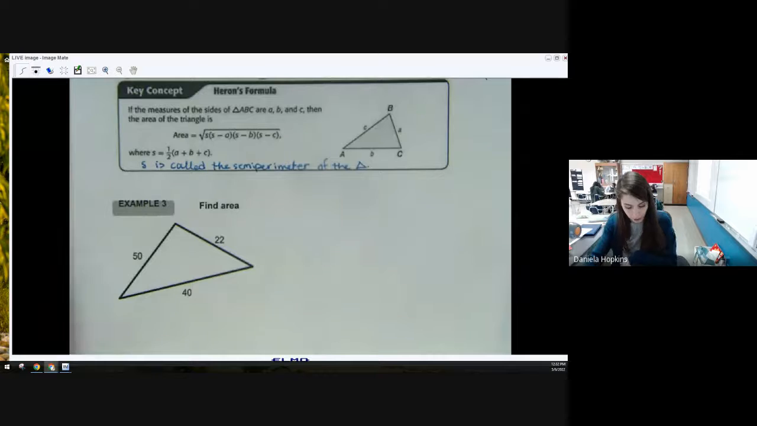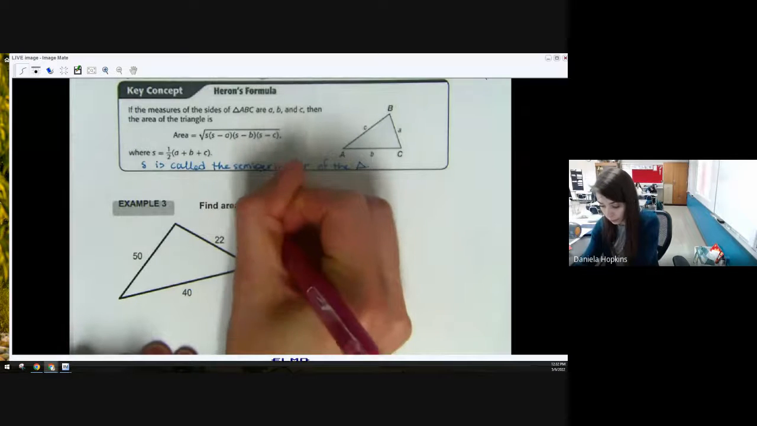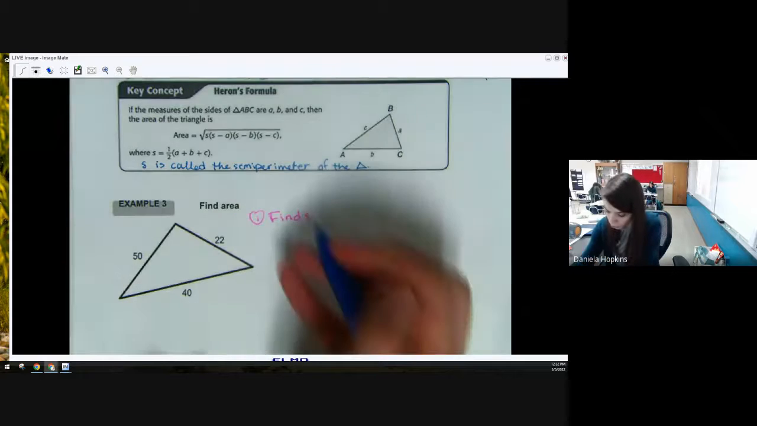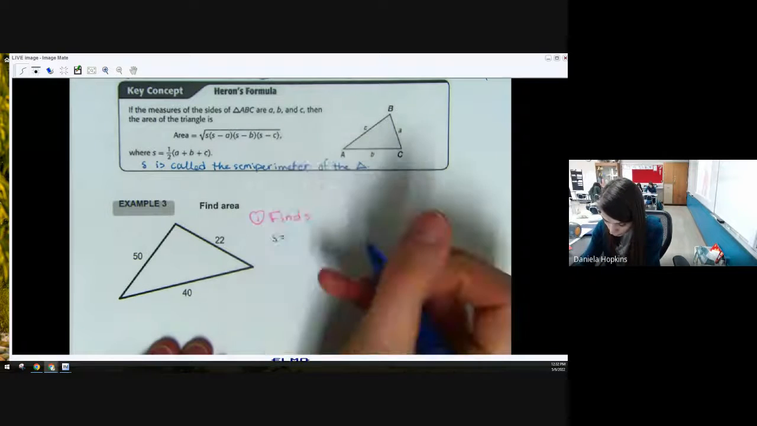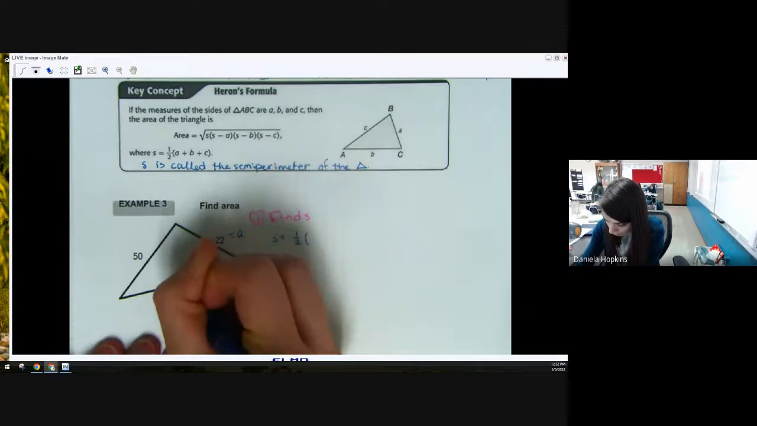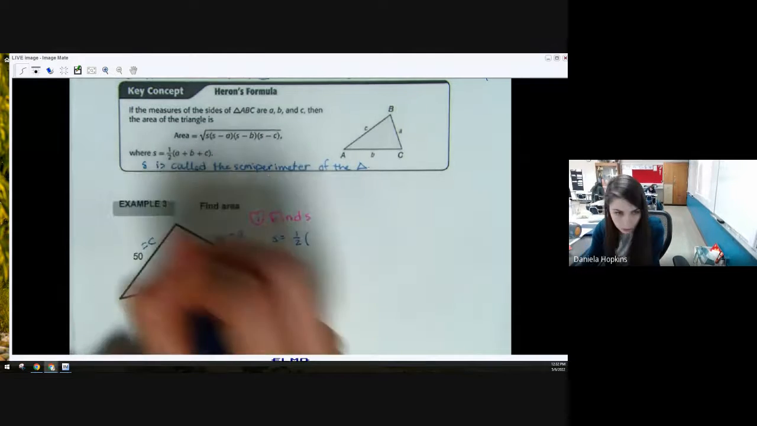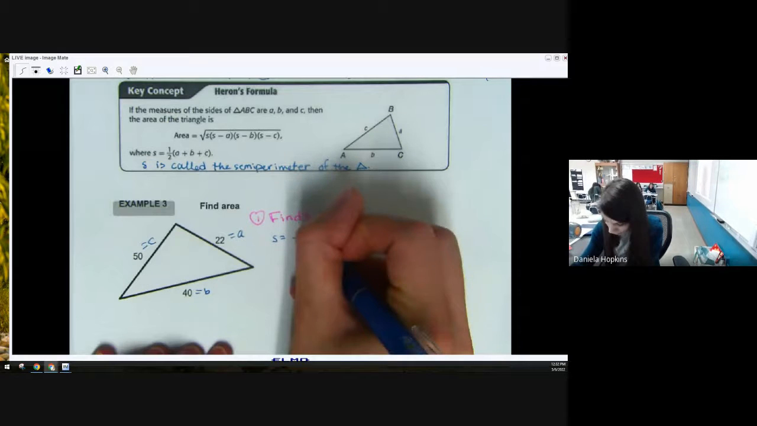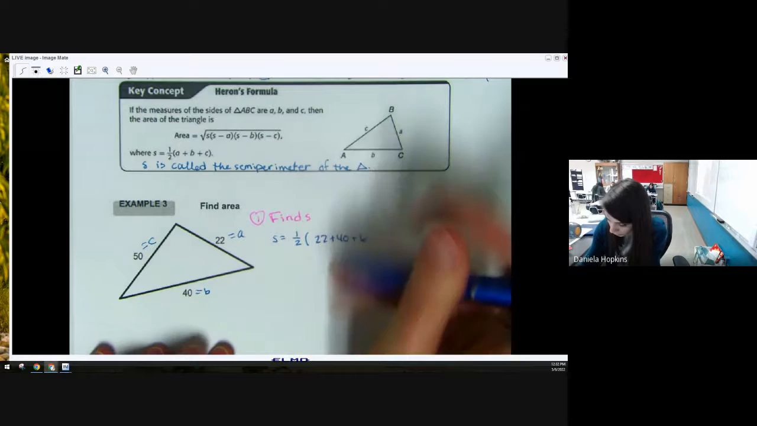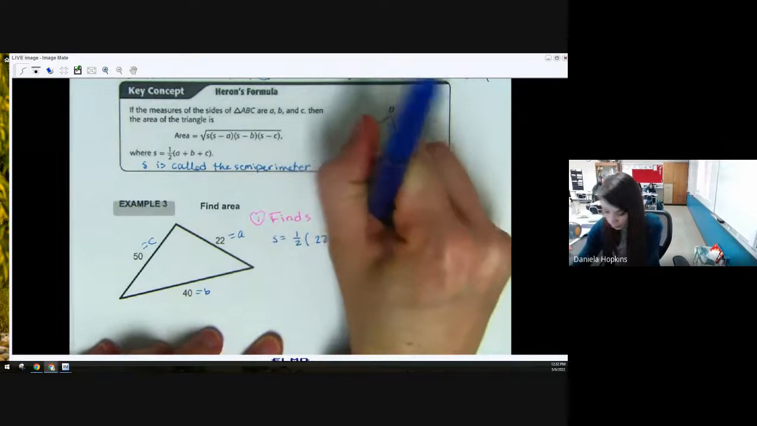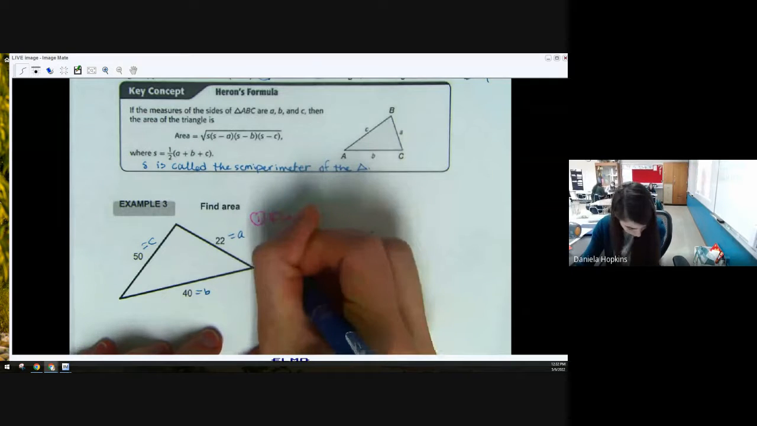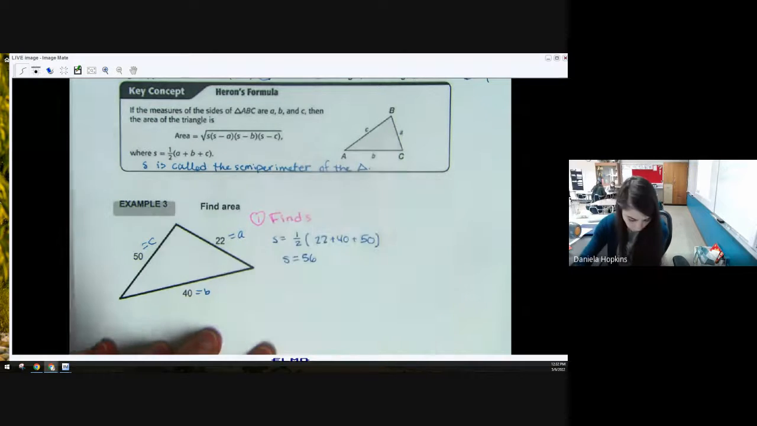Example 3, when we find the area, your first step is to find your semi-perimeter. To find S, you would just do S equals 1/2 times, and let's say this is my A, my B, and my C, sort of arbitrary. But 1/2, and then it'd be 22 plus 40 plus 50. I know how numbers work. And so you end up with an S that's 56.